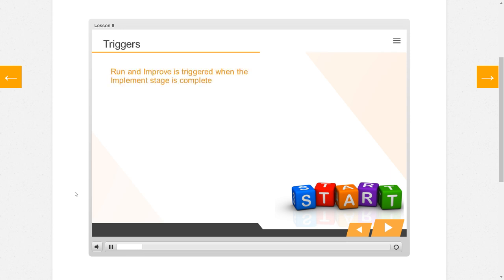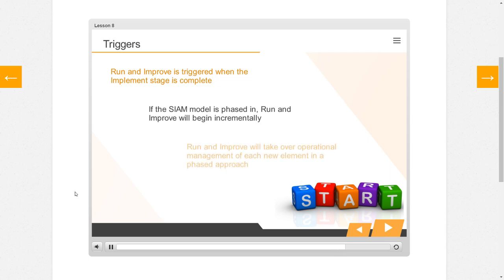Run and Improve is triggered when the implement stage activities are complete and the new SIAM model is in place. If the customer organization selected a phased approach for the implementation of the SIAM model, then Run and Improve will also happen incrementally. As each service provider, process, or phase completes as part of the phased approach, Run and Improve will take over its operational management and improvement.